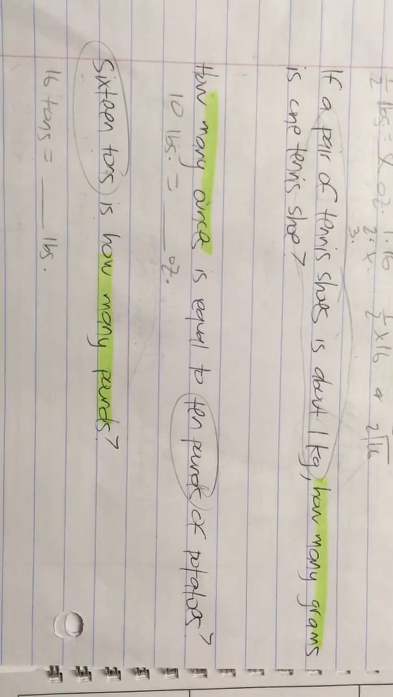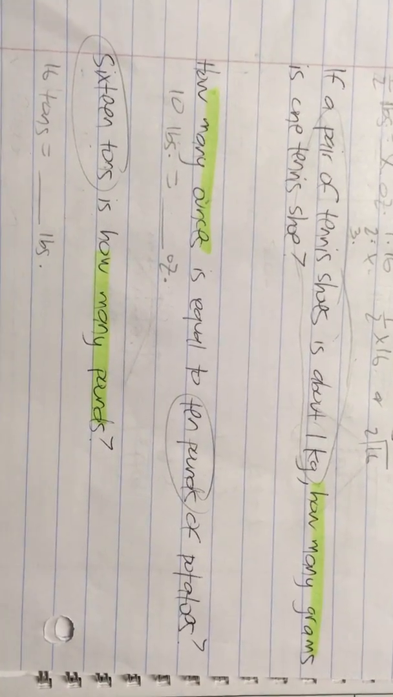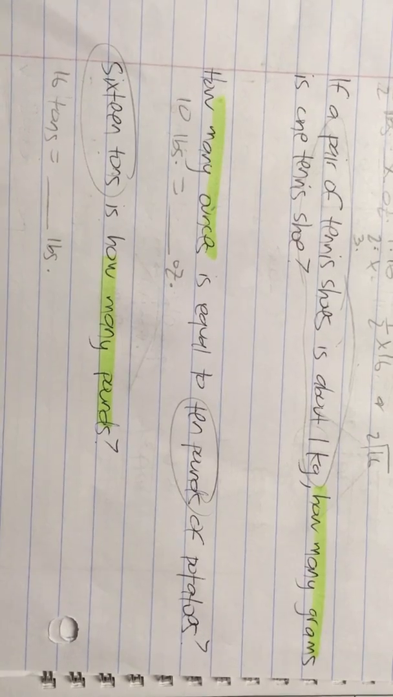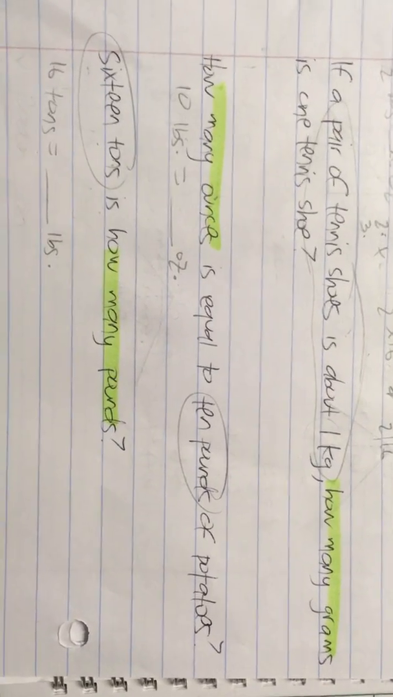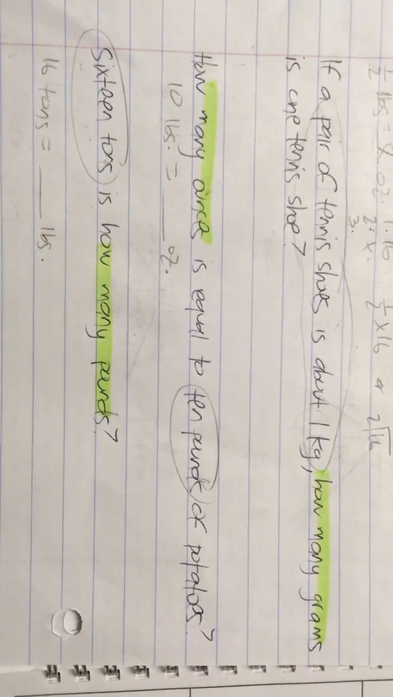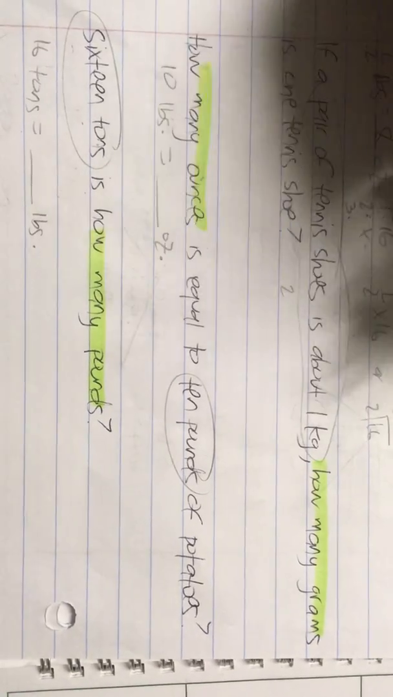All right, got another problem here. Just a few more examples to take a look at. It says, if a pair of tennis shoes is about 1 kilogram, how many grams is 1 tennis shoe? Now this one's a little bit different. They kind of try to throw a curveball at you, but it says a pair of tennis shoes is 1 kilogram. So I would write that out.